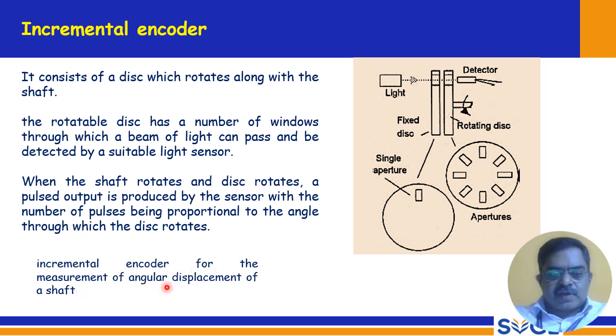Incremental encoder for the measurement of angular displacement of a shaft. You can see here, this is the disc having apertures. These are also known as windows. Here is the rotating disc and the rotating shaft on which this disc is mounted, and this is the detector and the light. Light is made to pass through these apertures. This disc has a single aperture, whereas this one has a number of apertures. When it rotates, and the light passes through these two apertures, that will be detected, and that gives one resolution count. It will have one resolution count if it matches with this aperture. Then light will be detected, and it comes to know that one revolution is completed. So that is how it works.